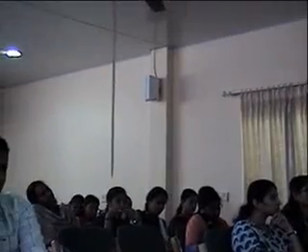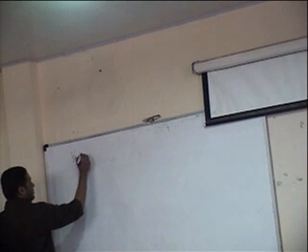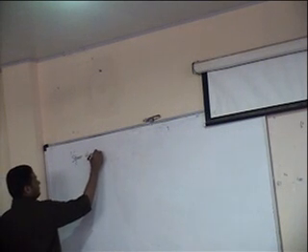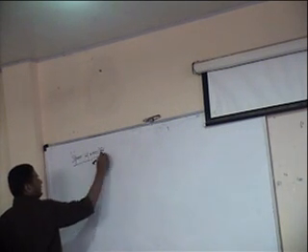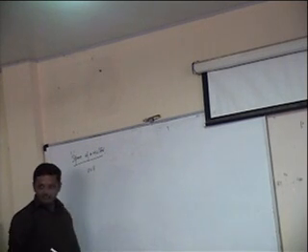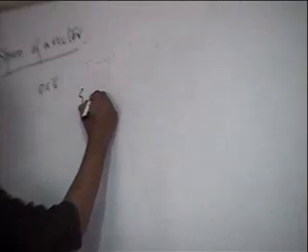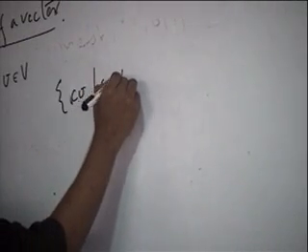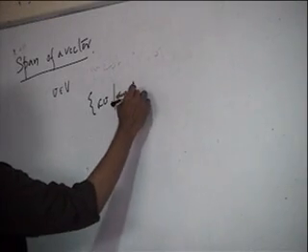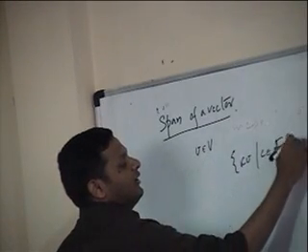Now what we will see is the span of a vector. If you have a v in the vector space V, we say the set of all elements of the form c v, such that c belongs to the field, which is equal to R or C.